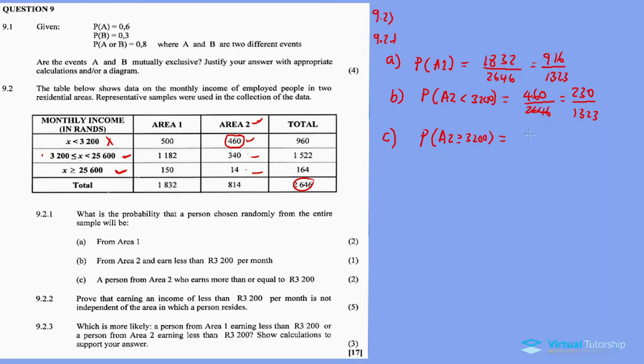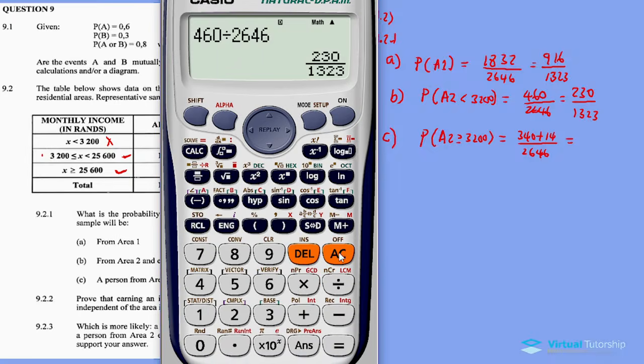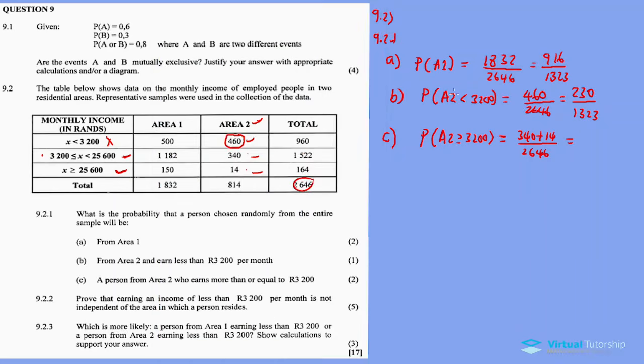So the probability of area 2 greater or equal to 3,200 is equal to 340 plus 14 divided by 2646, which is equal to 0.59441. So this is our final answer for C. Next, 9.2.2.2.